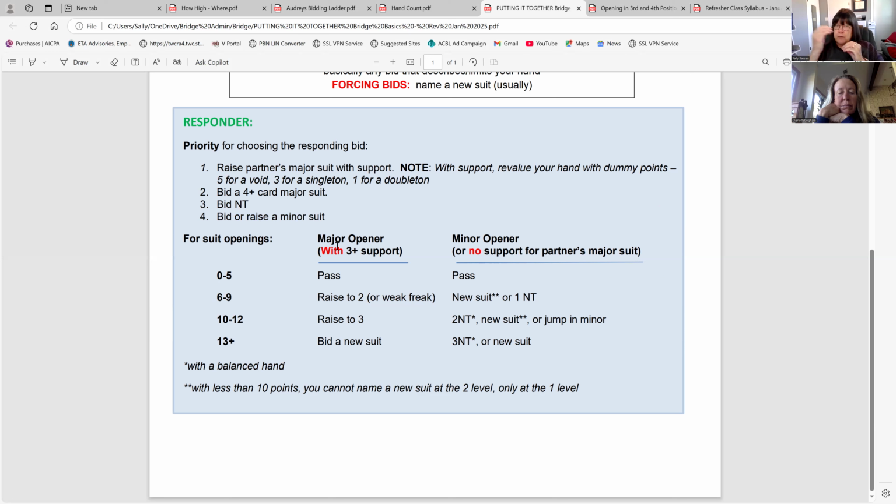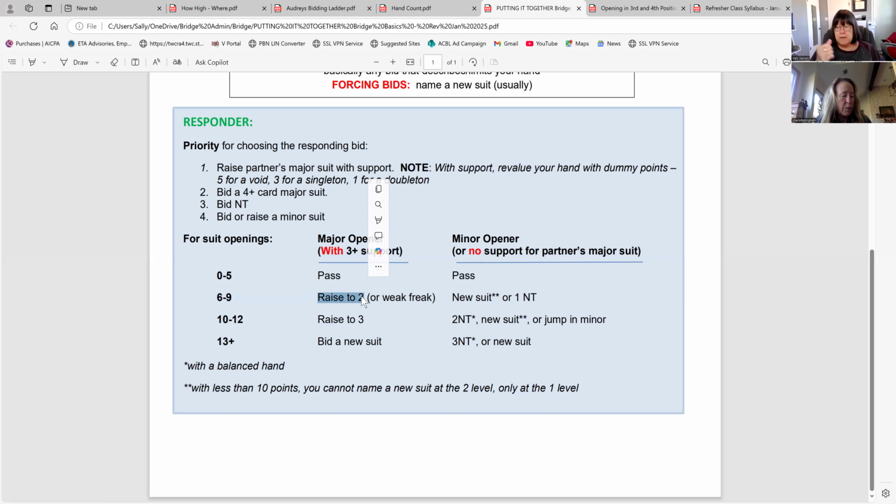First thing is you've revalued your hand now, taken off the length points you were adding at first, and changed over and added the shortness points, the 5, the 3, or the 1, if you have shortness, to get what your value of your hand is. Based on that revalued value, with 0 to 5, you pass. But with 6 to 9, you raise 1 level. You raise to the 2 level.